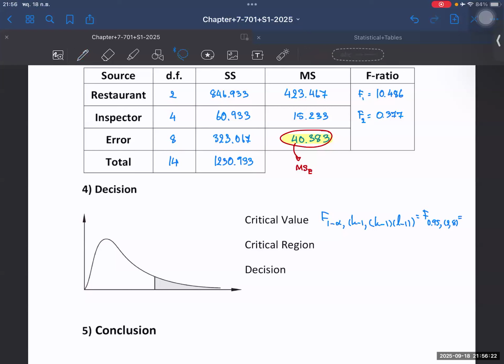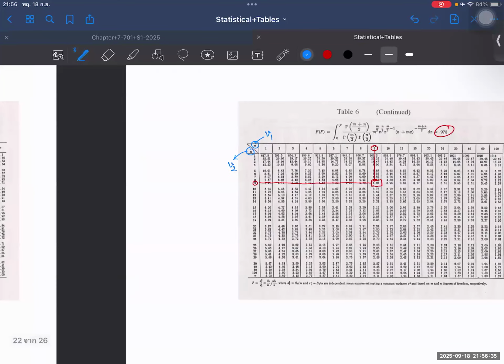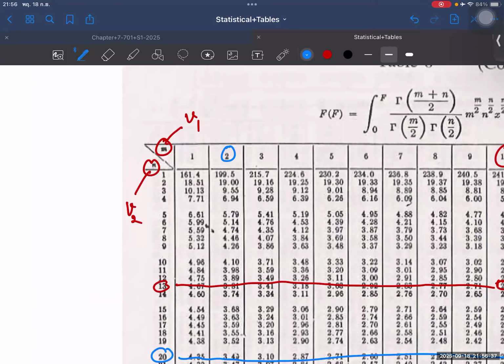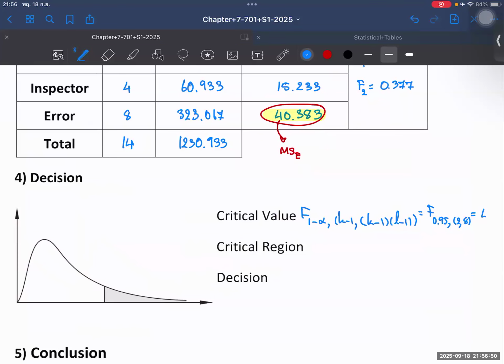Okay. Two, eight. Okay, we go to see the stat table. 0.95 and 2, 8. 2 and 8 is 4.46. Okay, 4.46. 4.46. Okay. Okay, F is greater than 4.46.